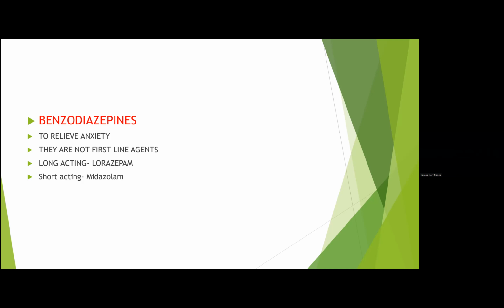For benzodiazepines, mostly we'll be giving midazolam injections. Injection midazolam is short acting. Or we can give long acting benzodiazepines like lorazepam. Okay. They are not first line agents. So don't go and tell that it was taught in a respiratory class that if you have breathlessness, go and give benzodiazepines like midazolam. It is not like that. It is just to relieve the anxiety. It's just a support to our respiratory management. Okay. Because what we know is that anxiety increases breathlessness.